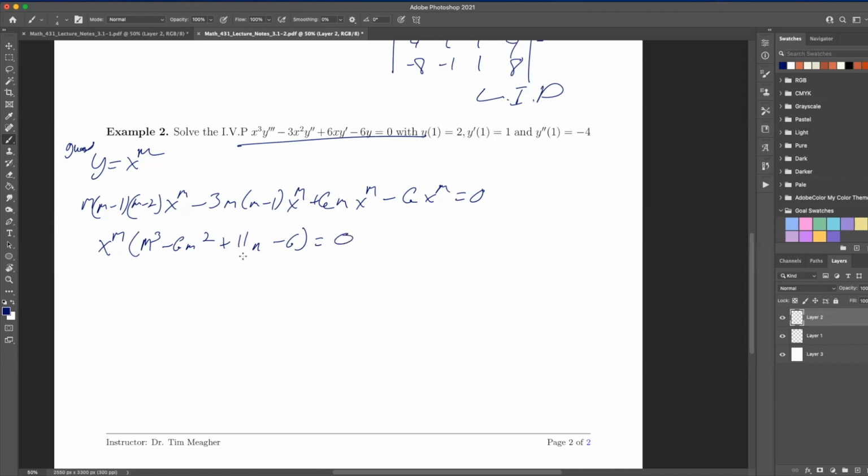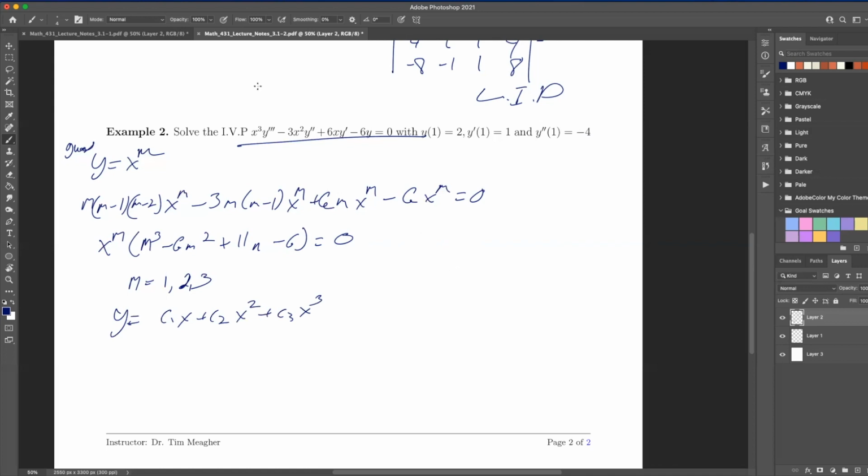Well, can x to the m equal 0? No, right? So we need this to be equal to 0. So we just set that equal to 0. And this actually factors quite nicely. We'll get m equal to 1, 2, and 3. This is one of those highly contrived problems, just so you know. So here we have our solution of y equals c1 x plus c2 x squared plus c3 x cubed.